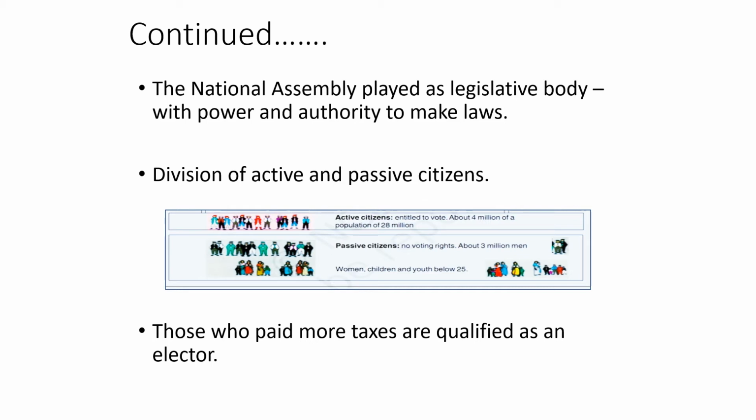In this picture here, we can also see the difference in population between the active citizens and the passive citizens. Besides, those men who could pay taxes higher than others, that is, higher taxpayers, were only qualified as an elector and then as a member of the assembly.